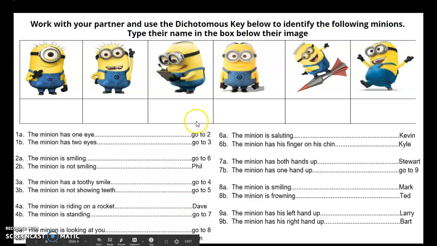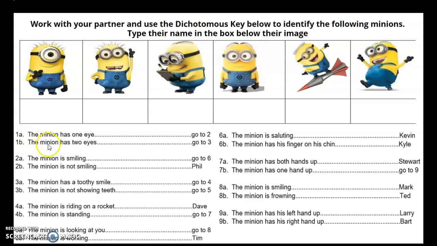Okay, so we're going to look at this minion dichotomous key. Here's your dichotomous key. Again, like I said, for each answer choice, it has two statements. Okay, you're going to need to know that for your test. So what you do is you start off by picking one of your organisms. I'm going to start off with this little minion guy here. And I'm going to start always with number one. You always begin with number one.